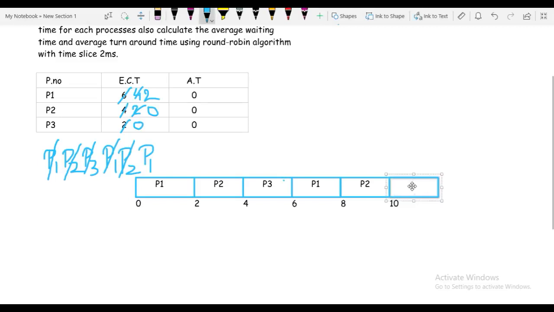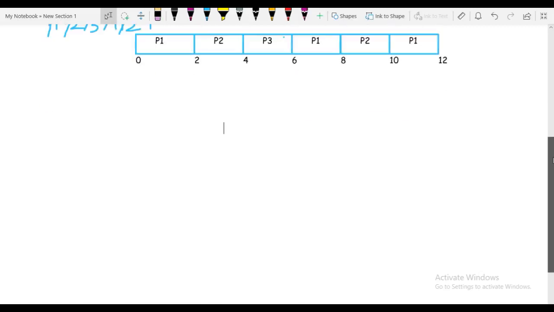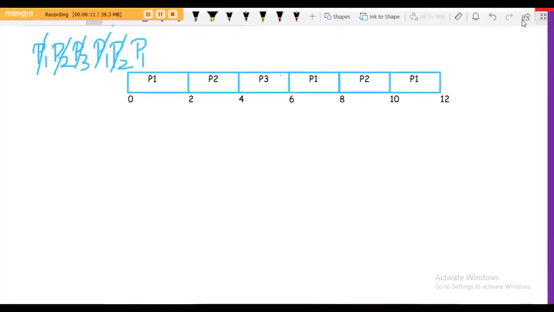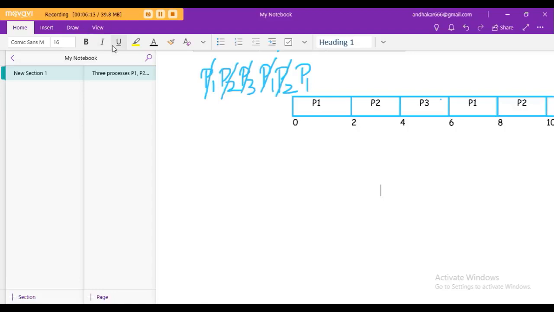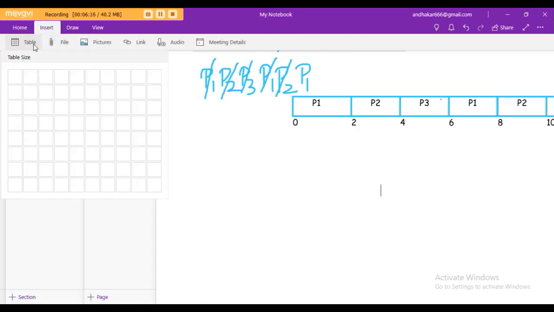P1 will run till 12. Now this is completed. Now let's see the calculations behind this. Before that, let's insert a table: one column for process number, one for estimated completion time, one for arrival time, one for completion time, waiting time, and so on.